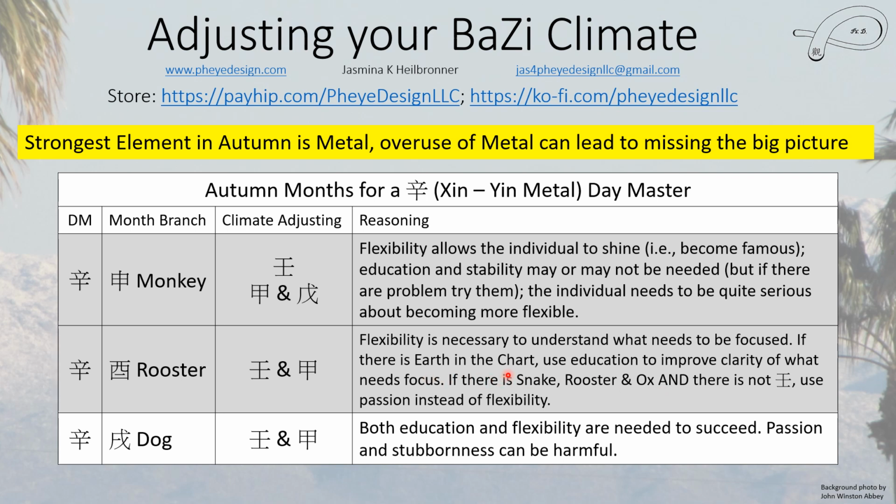Now, if there's earth in the chart, and it's very likely there will be at least some, you need education. This will improve your clarity of what needs to be focused on. And usually, yes, you want to have both education and flexibility, and that almost always improves a person's flexibility. Again, the education doesn't have to be formal. It can be informal. It can be apprenticeship. It can be just learning something on the web. And if you steer away from politics and probably health, the information you find on the web is usually fairly good.